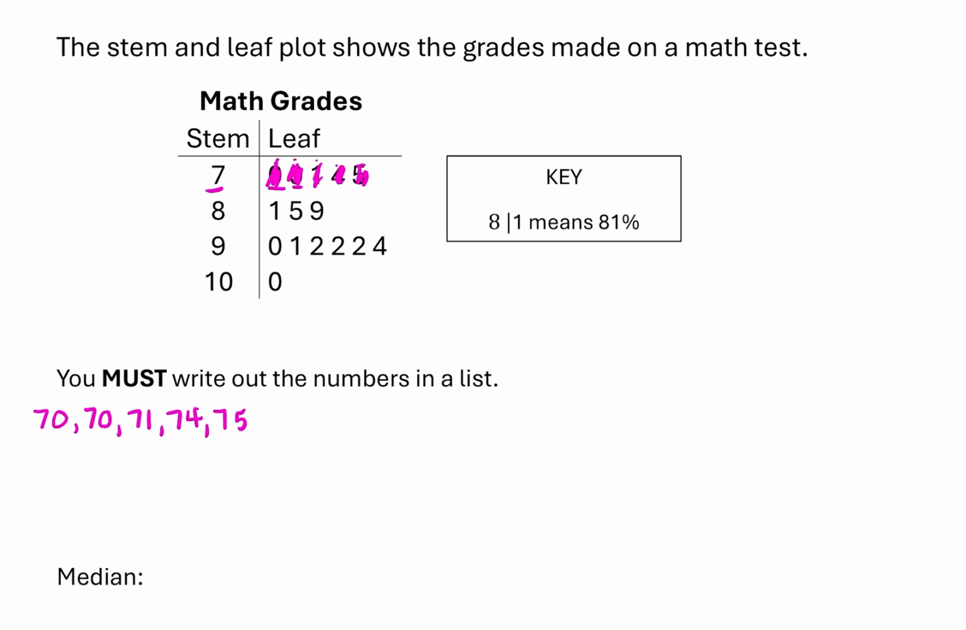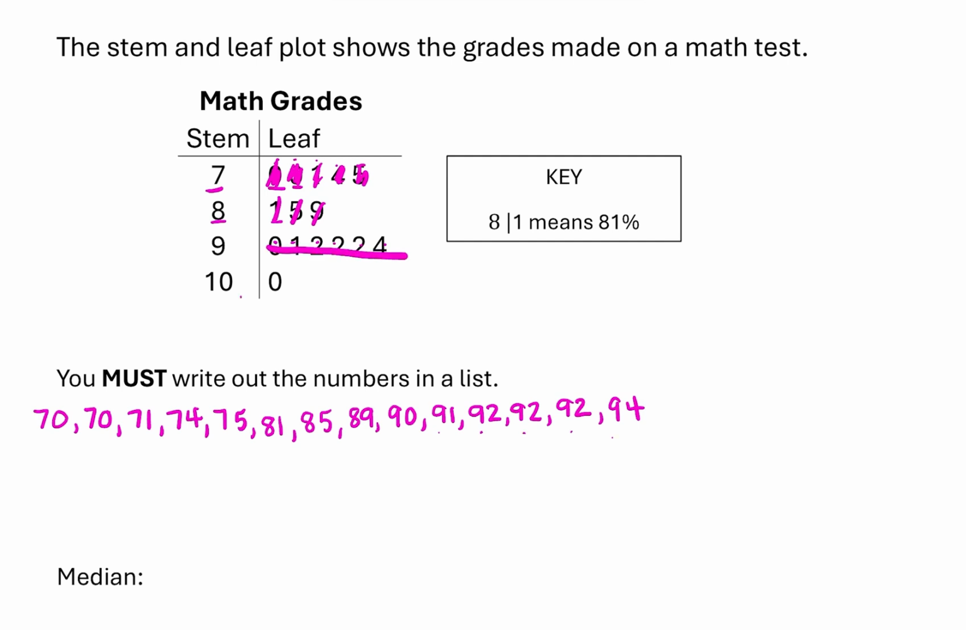So the next row I go to is now 8. 1 gives me 81, 85, and 89. So I can mark those out as I go. My next row has a 9 and a 0. So 90, 91, 92, 92, 92. So there's 3 92s and 94. And then I'm going to again count 1, 2, 3, 4, 5, 6. So I got all of those.